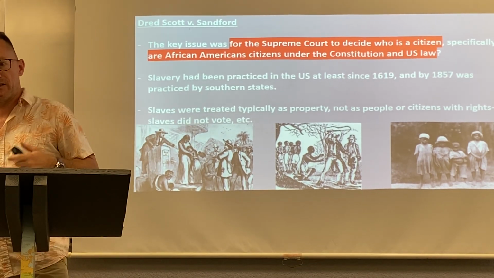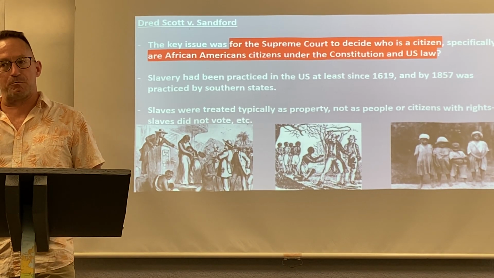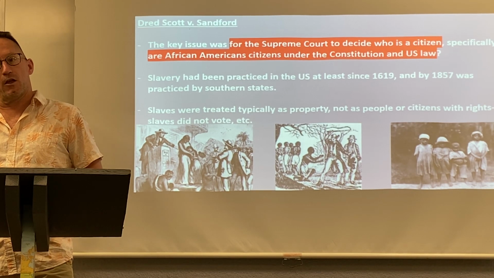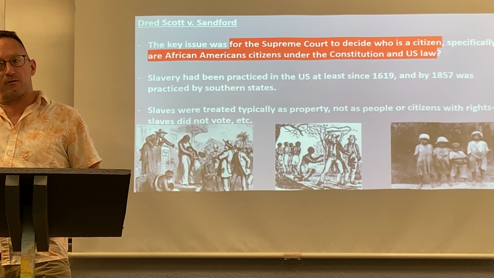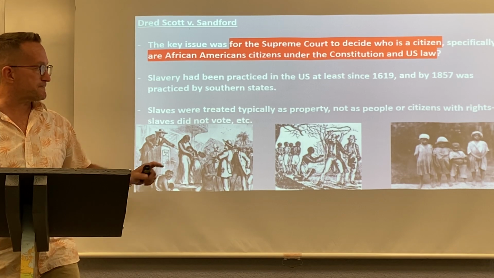By 1857, when this case is ended, slavery is going to be practiced by the entirety of the southern United States. The northern states are going to be free states where slavery is not allowed. The southern states will be practicing slavery.